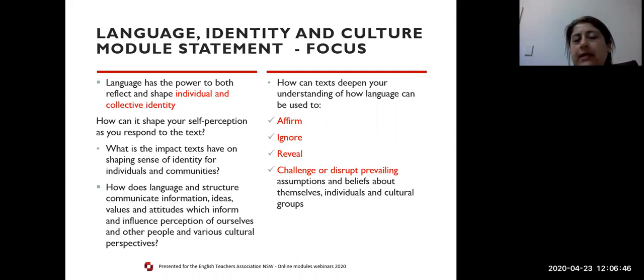And then we come to a really big one. As you can see, if you look at the module statement, it deepens as you go into the paragraph. And so if you look at that column over there, on my right side, how can text deepen your understanding of language? How can the text be used to affirm your assumptions? So you already had an idea and it's affirming that, and that's true. Ignore, what does it put in, what does it leave out? Reveal, and challenge or disrupt prevailing assumptions. And I really think a good way to look at this would be affirm and challenge. What did you walk into this text thinking and it was confirmed? And what did you walk into this text being challenged by? And now what do you think? This is what that interaction between the text is asking of you.